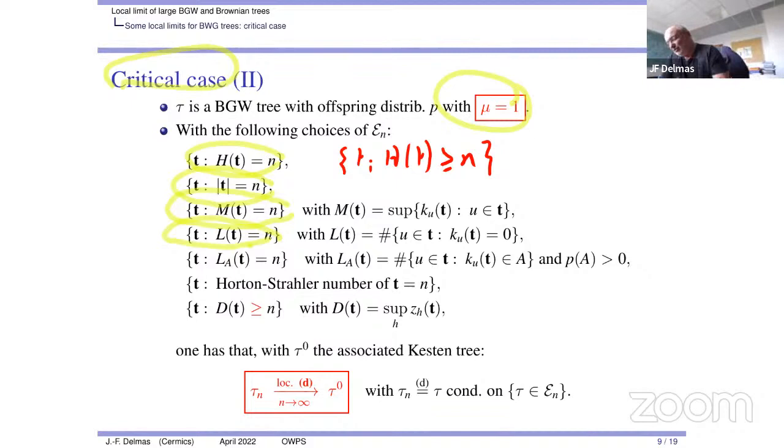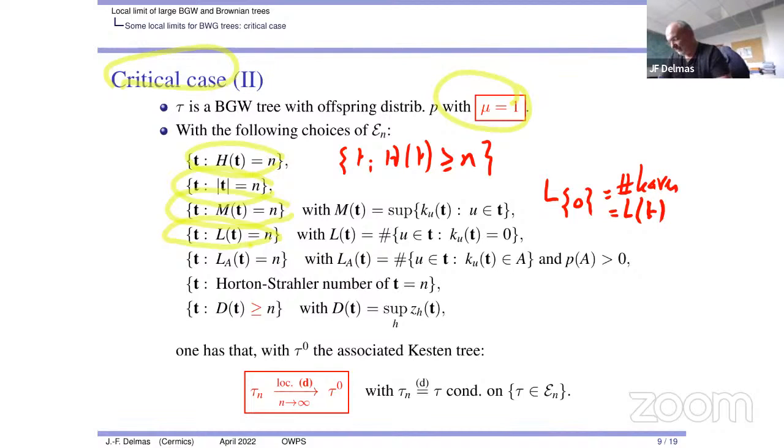you want to consider the number of vertices such that the degree belongs to a given set A. Okay, so here, this is exactly the number of vertices, the number of individuals whose number of children lies in the set A. Okay, so this is L of A. Or for example, if you look at L of the set {0}, this is exactly the number of leaves. So this is L of T in the previous notation.